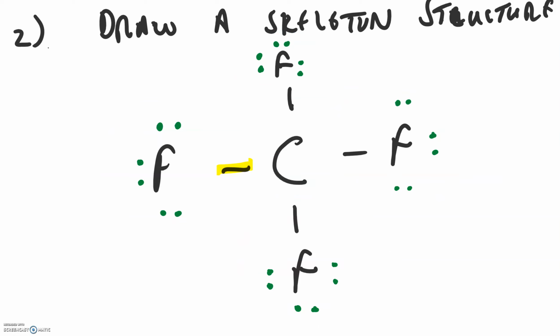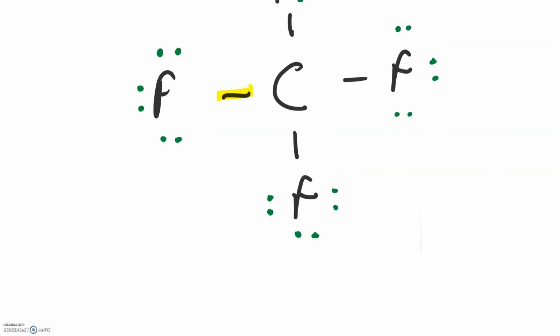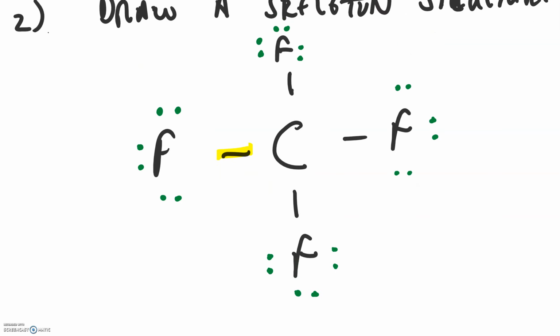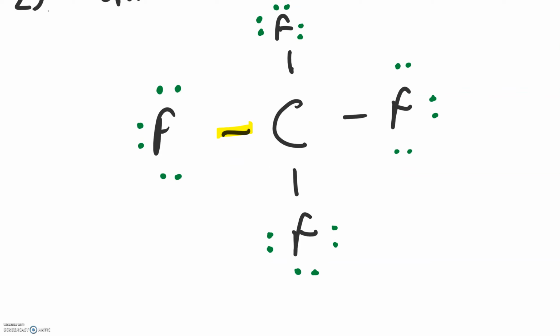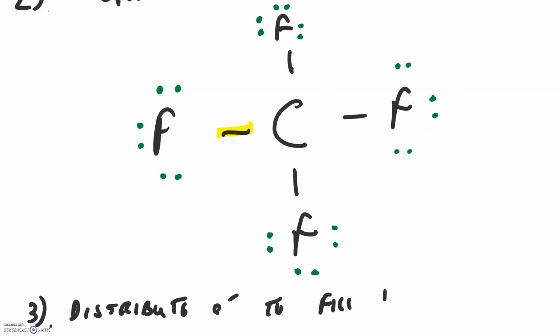So our final step will be to draw the Lewis structure for this, and we're only going to worry about the electrons that are bonded to the central atom. We're not going to be paying attention to anything bonded to the outermost ones. So our final step, after this distribution of electrons, we should say that step 3 is to distribute the electrons to fill the valences.